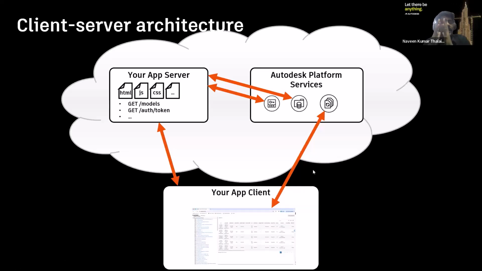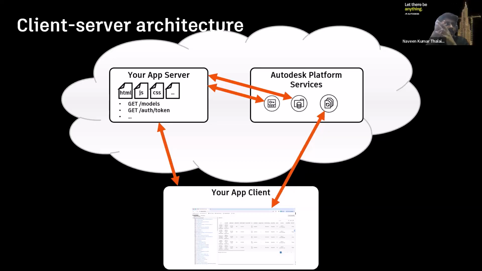Okay. APS uses client-server architecture. In simple terms, client-server architecture is a way of designing software where two main parts communicate. The client, which is your application, like a web app, mobile app, or desktop app, sends requests that require data or services. The server, which is an Autodesk cloud platform, is where all the data processing and services live.